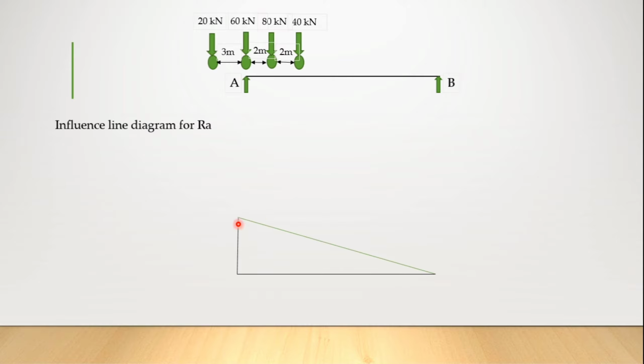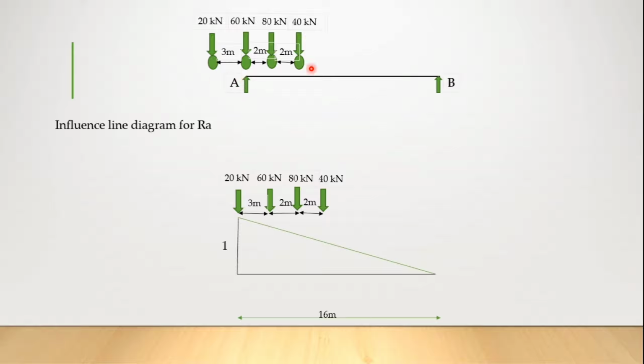So this is the influence line diagram for reaction at A. One ordinate is at this point. You have to place the loads in such a way that all the loads are on the girder. This load is moving from this end to this end. When the 20 kilonewton load is at this point, all the loads are in the girder. We need to see that all the loads are in the girder.